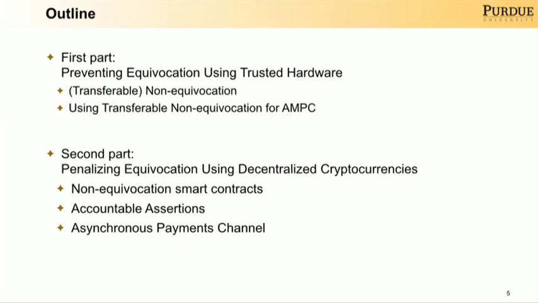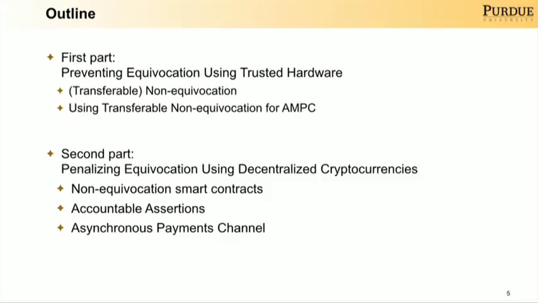So this talk considers the problem of equivocation and how we solve it. The first aspect will be considering how we prevent equivocation using trusted hardware, where in particular we are going to look at the concept of transferable non-equivocation and how to use it for the problem of general multi-party computation. While in the second half we see that there are situations where we just cannot prevent equivocation, but maybe it's possible to somehow penalize every equivocation instance.